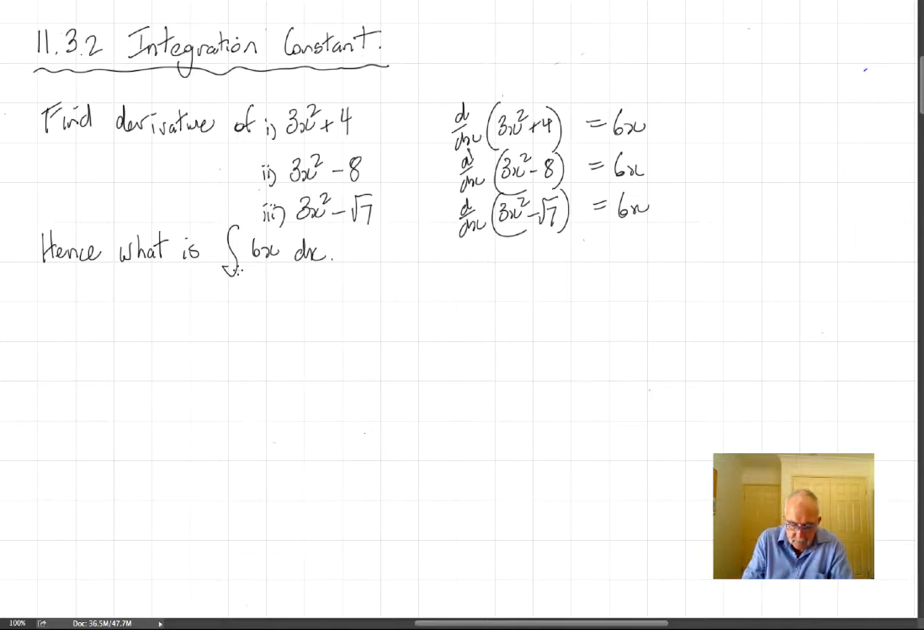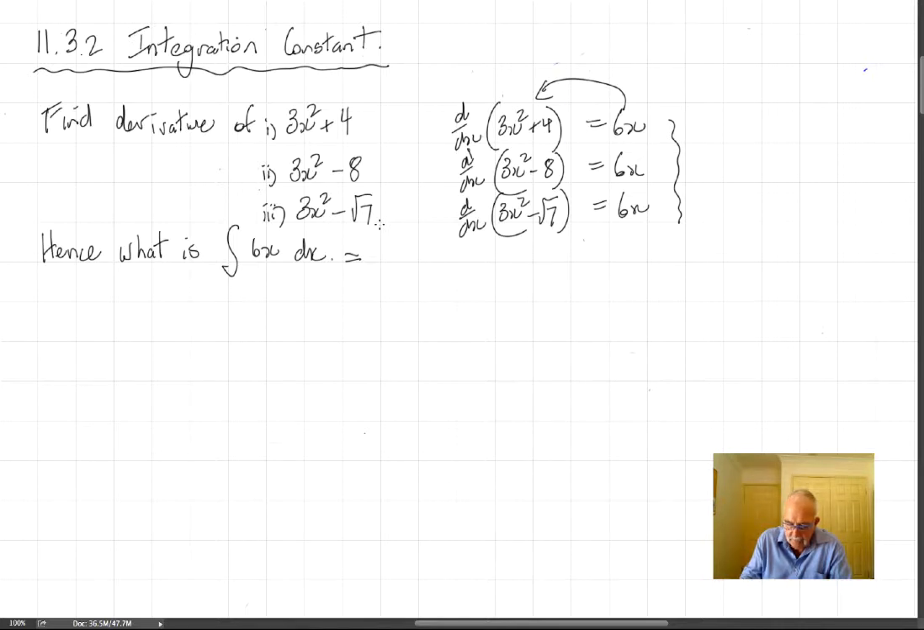And so it says, hence, what is the integral? Now, the integral, we've said, is the opposite of the derivative. So if we want to work this out, the derivative of that is 6x, the derivative of that is 6x. So if we go back, do we go back to that one, or that one, or an infinite number? There could be any number of constant terms there. We've only just picked plus 4, minus 8, minus root 7. So how do we know which one to put down? Do we put down the 4 or the minus 8?